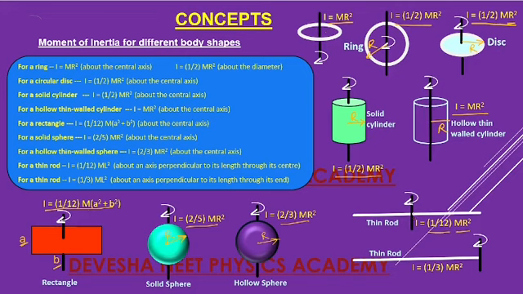So for a thin rod, there could be two instances. One is that if the axis is somewhere in the center, perpendicular to the rod, in this case it is 1 by 12 mr square. But the same axis, if it goes to one end of the rod like this, then it becomes 1 by 3 mr square, where r in this case is the length of the rod. In this case also, r is the length of the rod here.